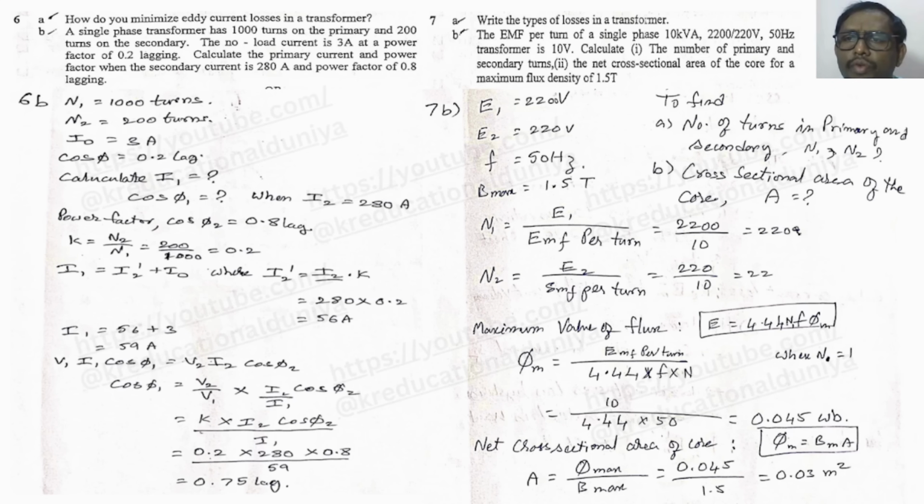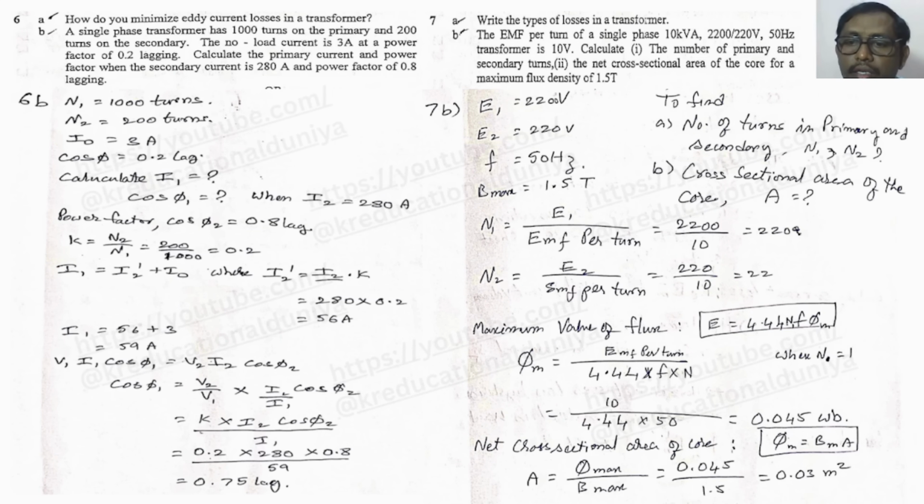Now we need to find the cross sectional area. Where are we going to get that formula? Generally E1 equal to 4.44 N1 F phi m. In that, we have to find the phi m value, because they have given the flux density. The formula is phi m equal to Bm into A. Bm, flux density, they have given. We need to find phi m. So phi m equal to E by 4.44 F into N1. So EMF per turn, that is 10 by 4.44 into 50. Why per turn?